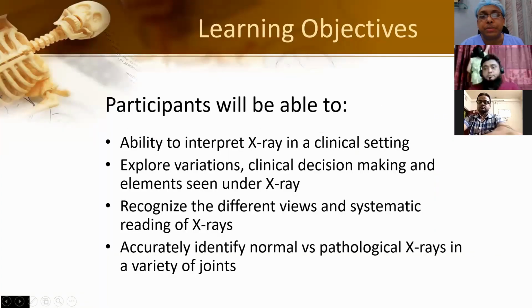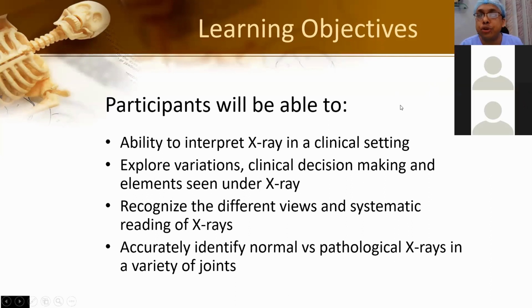So today's learning objectives. Hopefully by the end of the lecture, you will be able to interpret X-rays in your clinical setting, explore the variations of the types of X-rays possible, and the clinical decision making involved to decide if you do need to approach for X-rays or not, and what you can see under X-ray. Is it just the bone, just the cartilage, just the soft tissues? What else can you actually see?